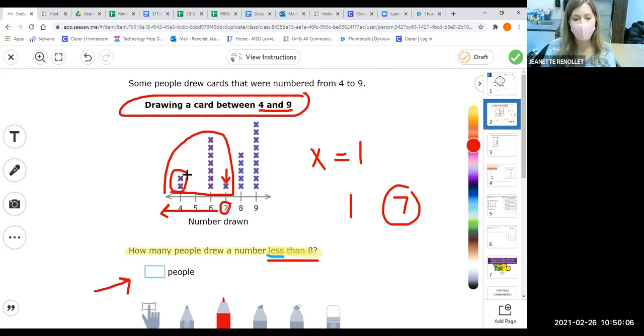2 people drew cards that were number 4 because there's 2 X's above 4. So we want to count all of them that are less than 8, and that is 10 people. 10 people drew a card less than 8. Let's go ahead to slide number 3, please, and work together on slide number 3.